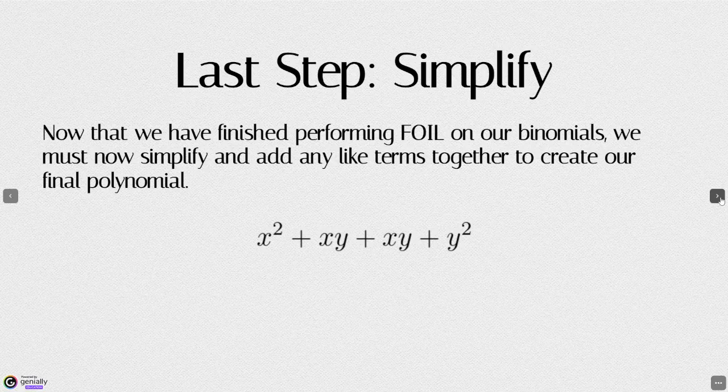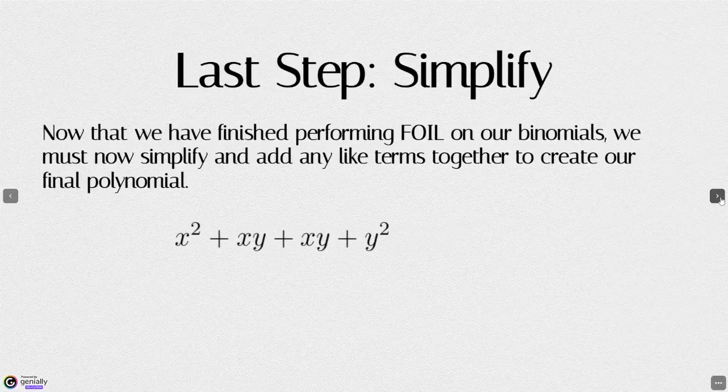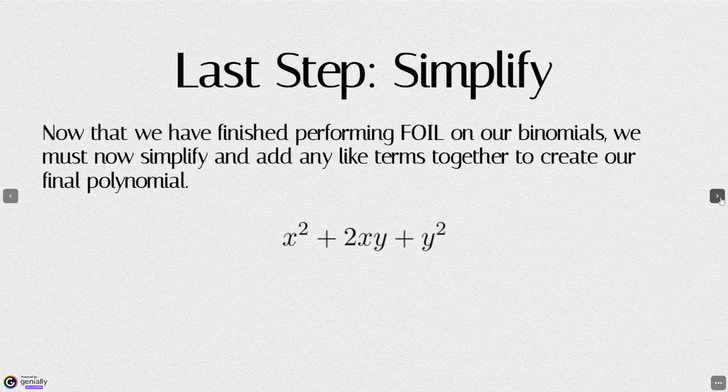In the case of this, what are our like terms here? Do any of these share variables, or share any way that we can just add these together? If you guessed xy, then you are correct. When we combine xy and xy, since they have the same variables, we can just combine them to get x squared plus 2xy plus y squared. And this is our finished polynomial.